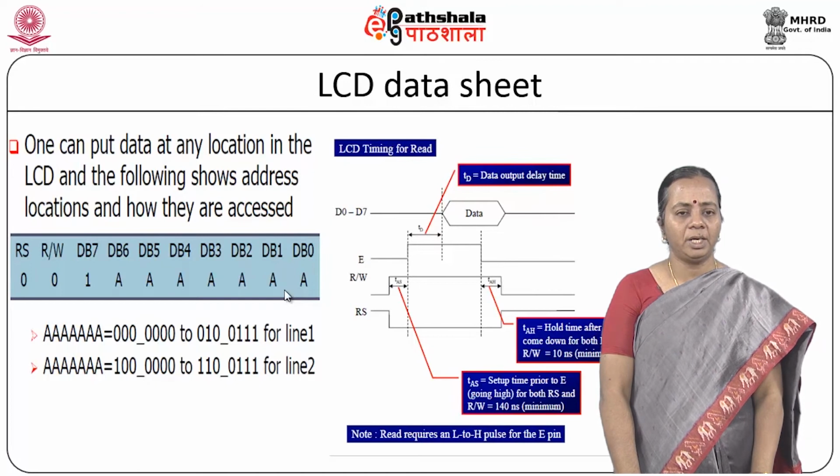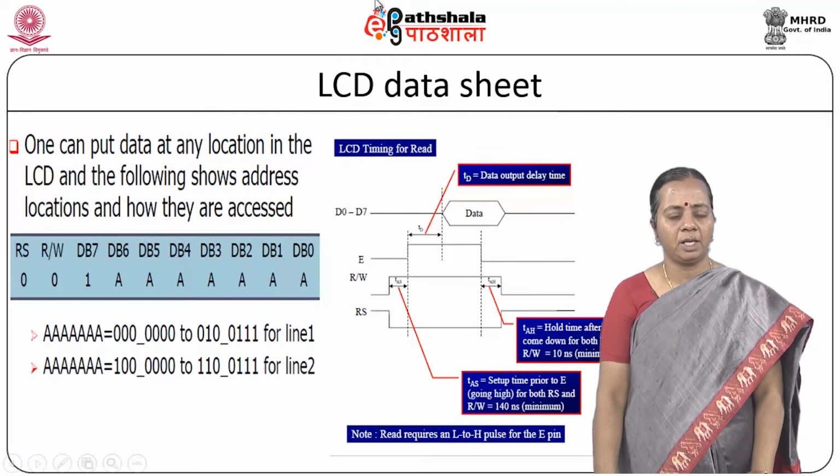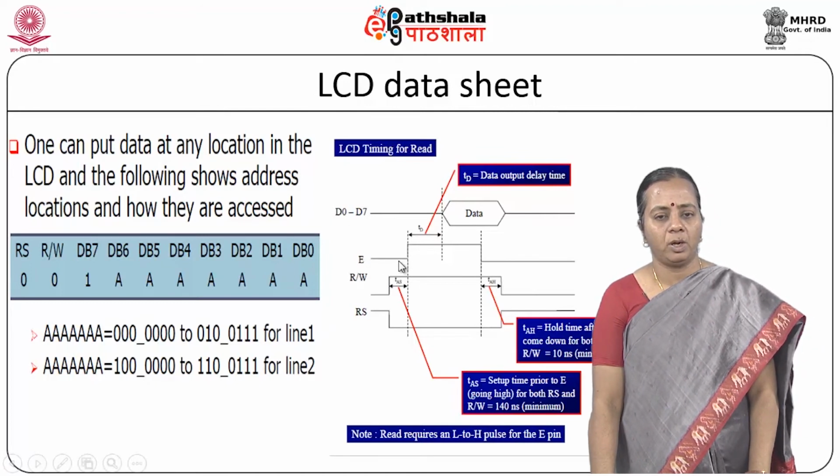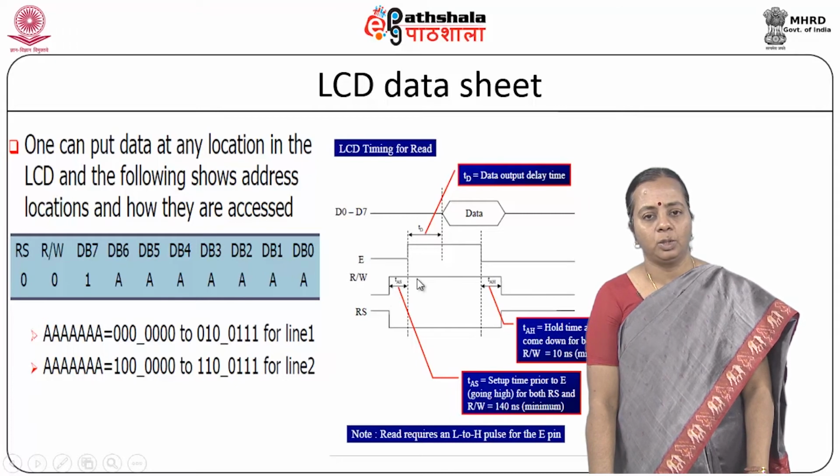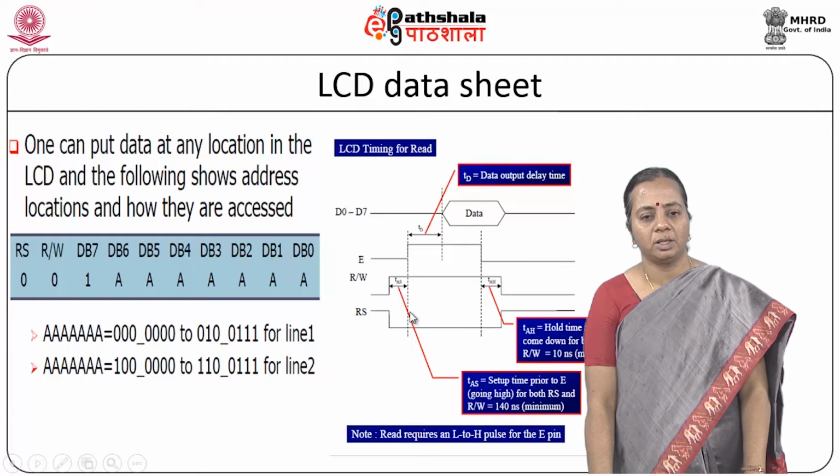When you are looking at a data sheet, you just see that E should always be a high to low pulse, as well as R/W is 1 if you wanted to read it, and RS is equal to 0, so that it enables.